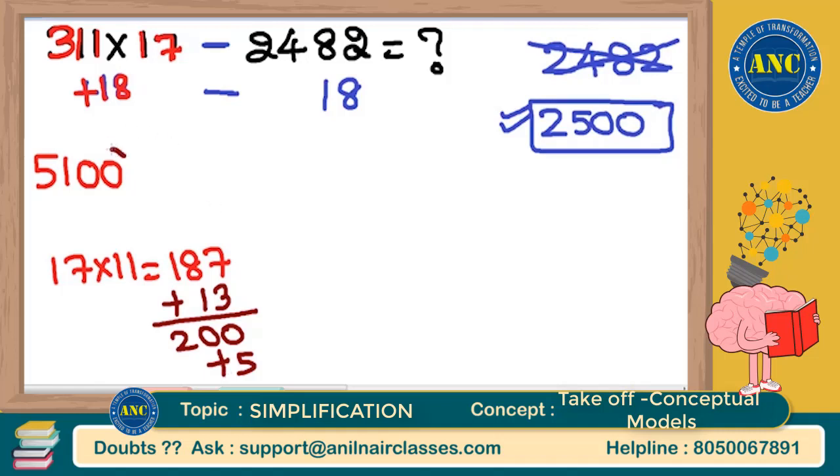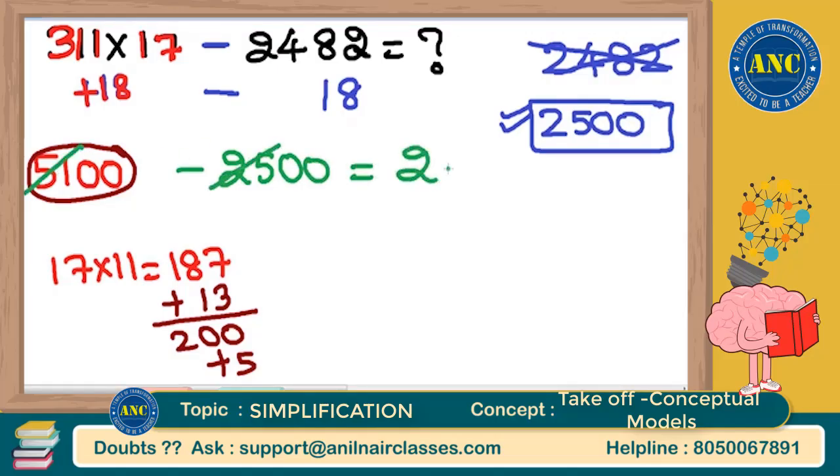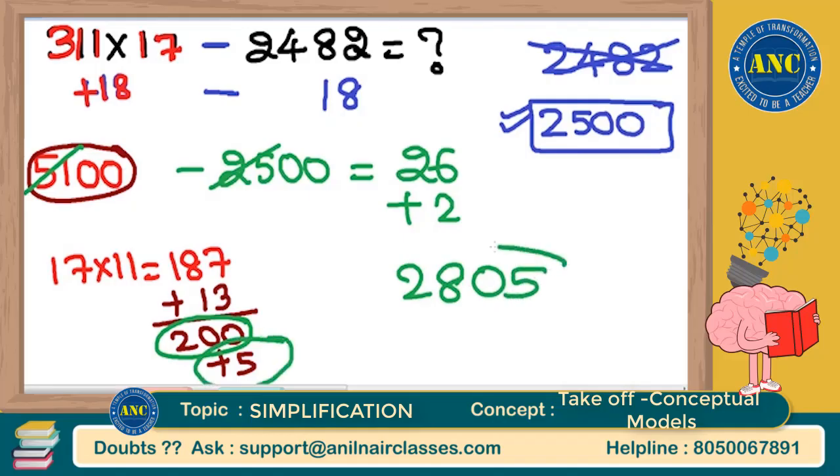Keep every multiple of 100 in one pocket, so that pocket is beautiful. Other things, extra chillers, keep in the other pocket. Similarly, it is minus 2482 minus 18, which is 2500. Can I now say it as 51 minus 25? It is 2600. Again another 200 is there, so I got 2800. Again another 5 rupees chiller is there, 2805. Simple, right sir?